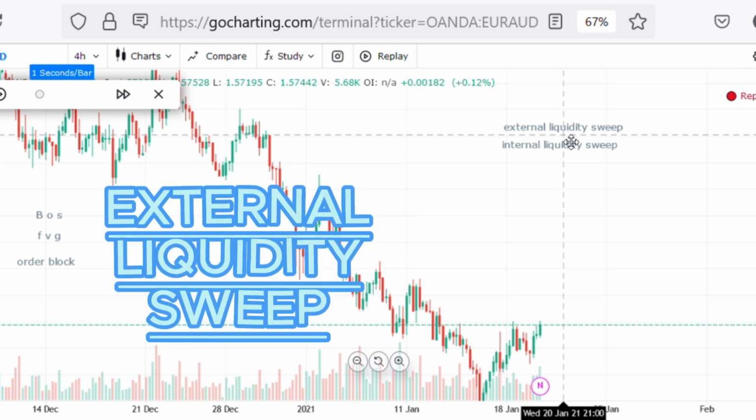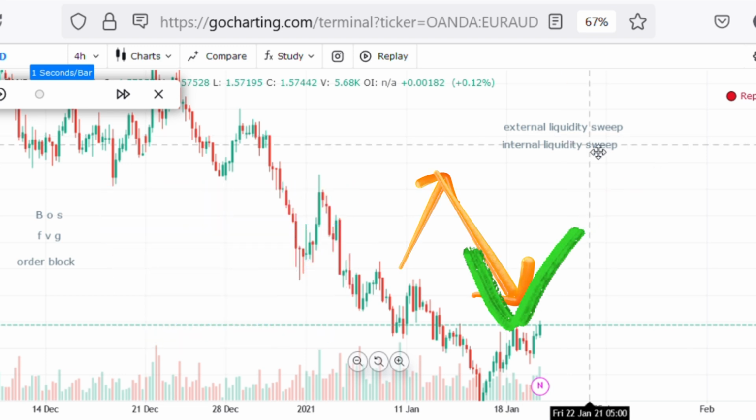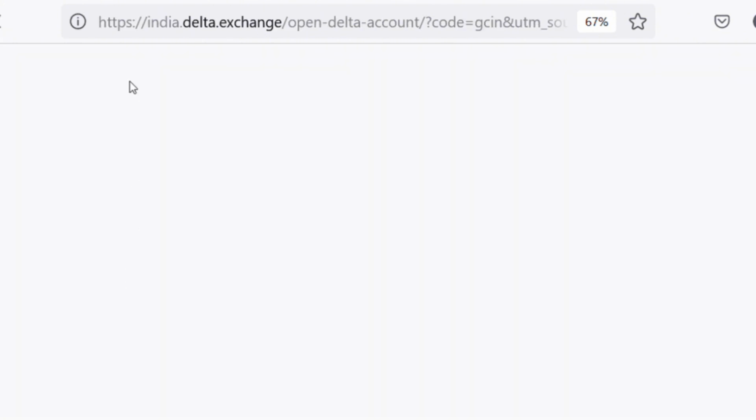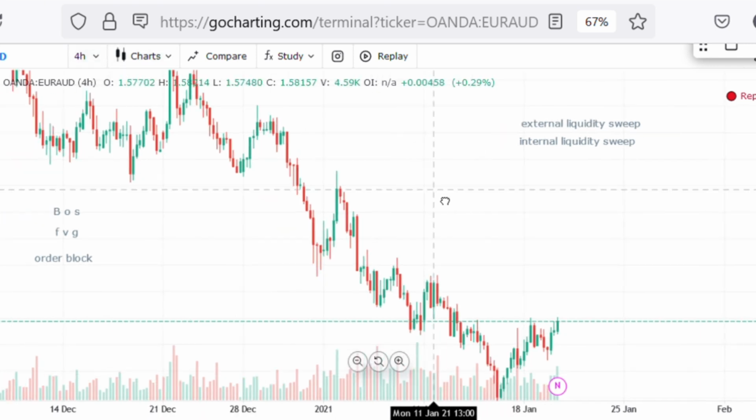So when I say external liquidity sweep, this is the money that should be swept on an external range of market structure. And when it comes to internal liquidity sweep, that's the money which should be swept on an internal range of a structure. So to cut the story short so that you can understand, let's go on this market. This is Euro AUD and we are on the 4-hour time frame.